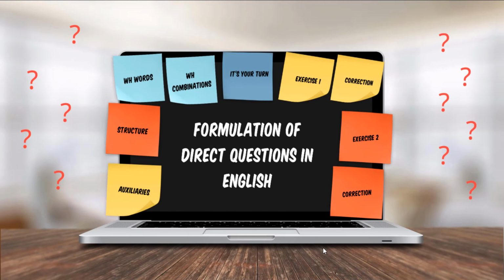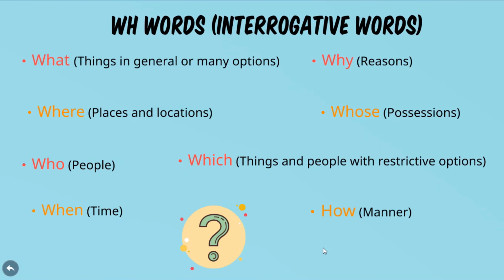Now, let's see the WH words. Las famosas palabras interrogativas, que son las que yo ya me debo aprender de memoria. Debo saber qué significa cada una para poder comprender o formular una pregunta. What, why, where, whose, who, which, when, and how.